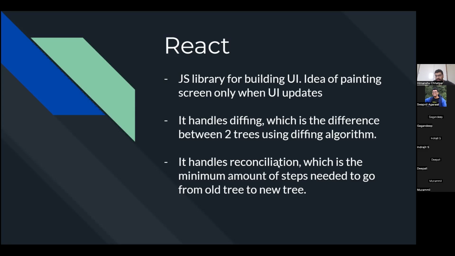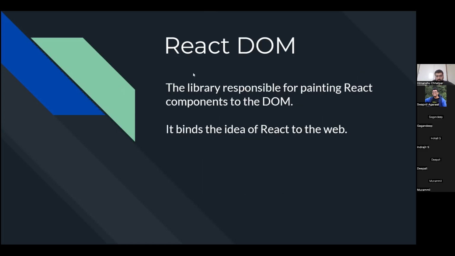So basically, this is how React works. It handles reconciliation for you, which is the minimum amount of steps needed to go from the old tree to the new tree, so that the user always sees the updated version. The user doesn't get the stale tree. So this is the main idea of React. You paint only when some node is updated and needs to get painted. You don't paint the whole tree again. You use surgical precision and update only what is needed, nothing less, nothing more. Okay, so this is React.